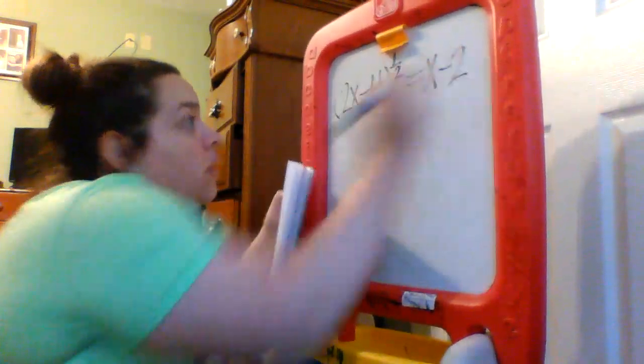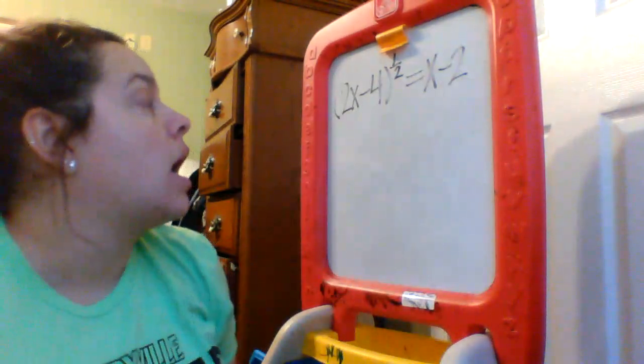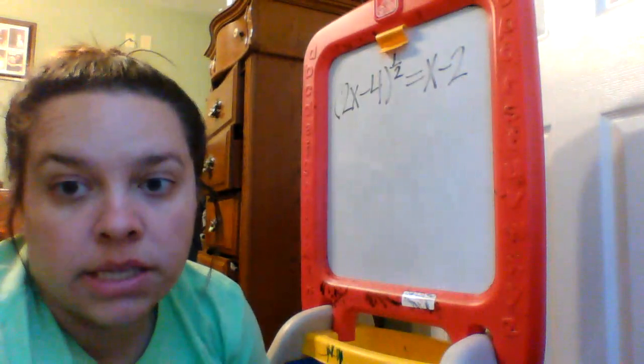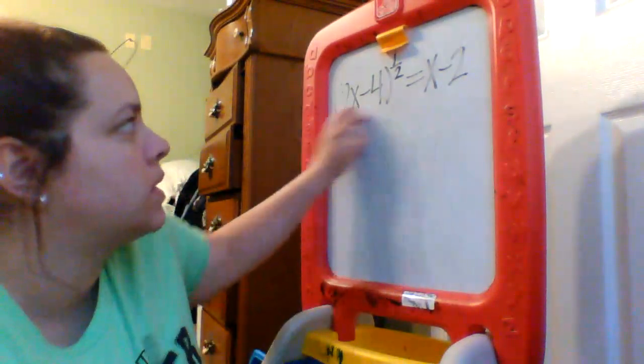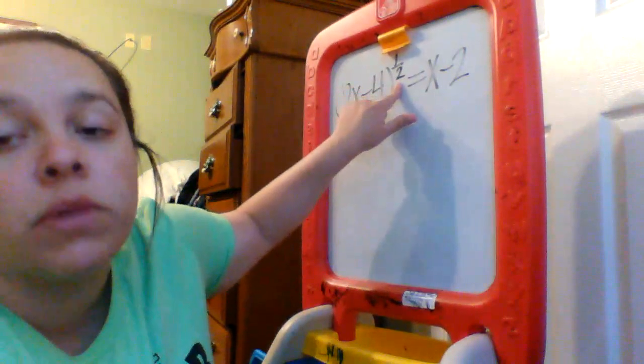All right, so this is your all's favorite, cough cough. First thing, isolate the parentheses. So this parentheses needs to be by itself with the exponent on it, which it is.